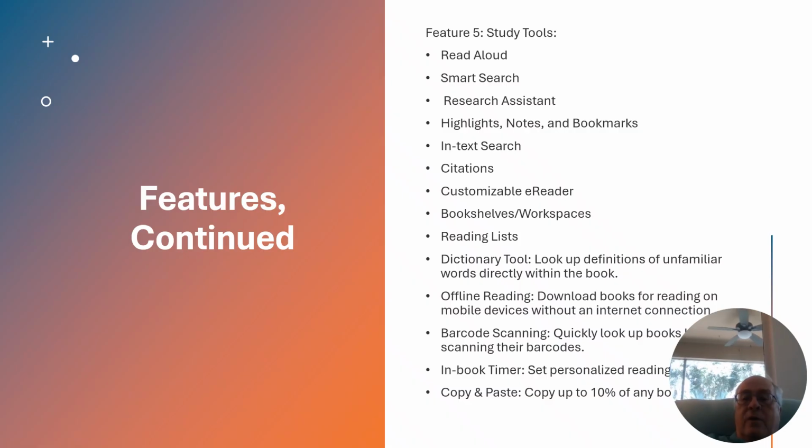Offline reading, you can read it on a mobile device without internet connection. Offline barcode scanning, you can find the books really quick and easy. In-book timer, you can set personalized goals for reading, and a copy and paste feature that allows you to copy up to 10% of any book. So those are some of the great features.